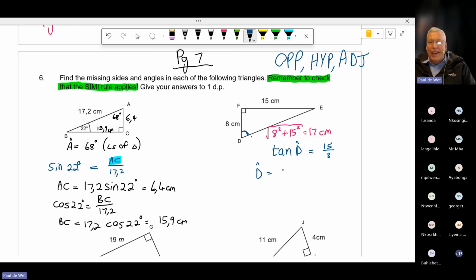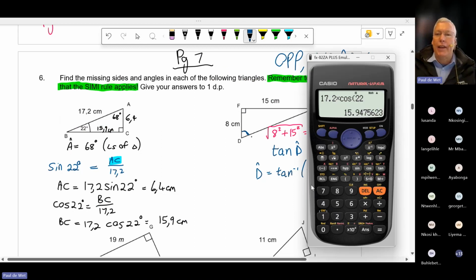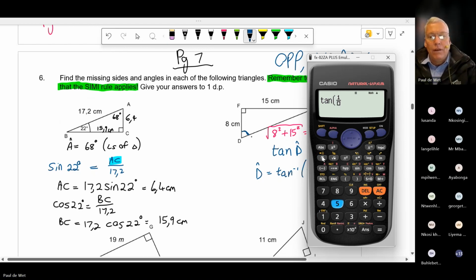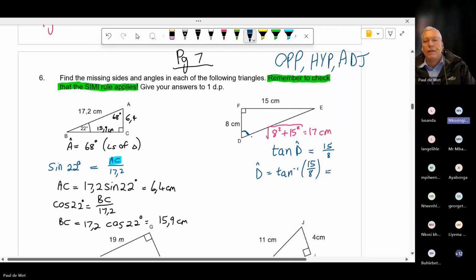Now, I can use my calculator. I must undo tan. I'm going to undo tan of 15 over 8. Let's have a look at what that looks like. Shift tan of 15 over 8. Okay, wait a minute, I didn't undo. Shift tan, 15 over 8. 61,9 degrees. Yes.